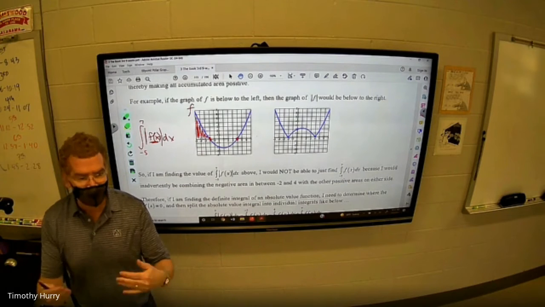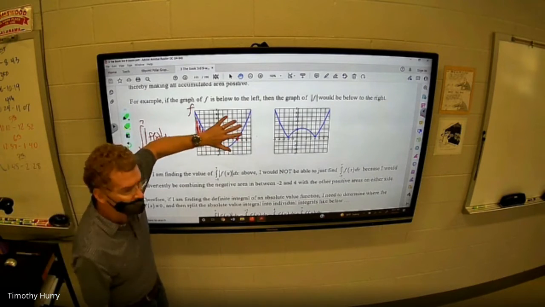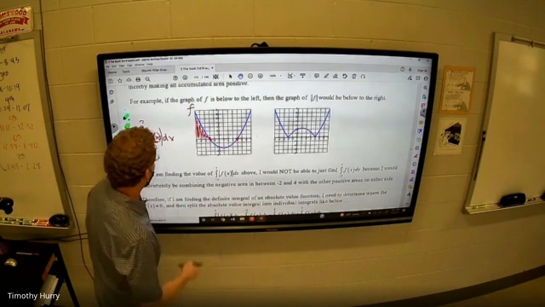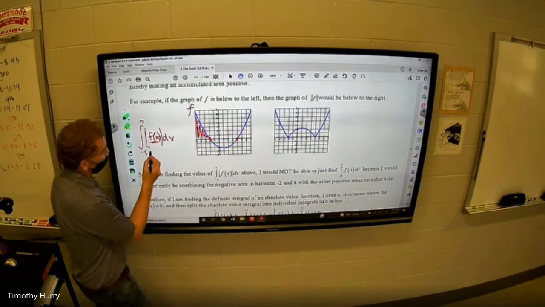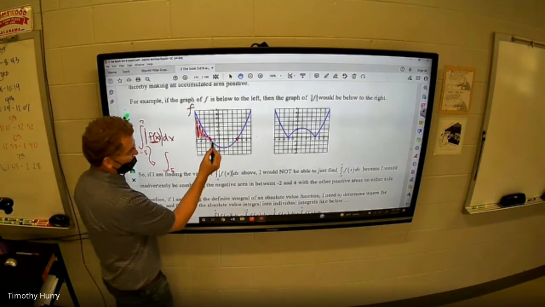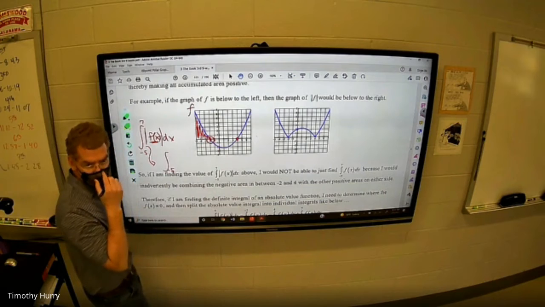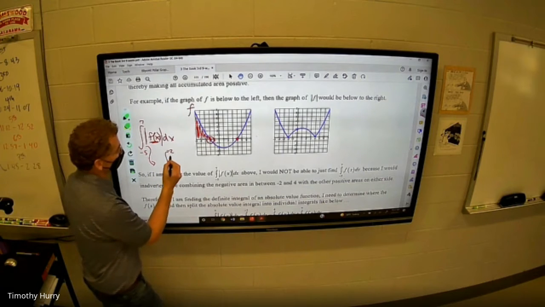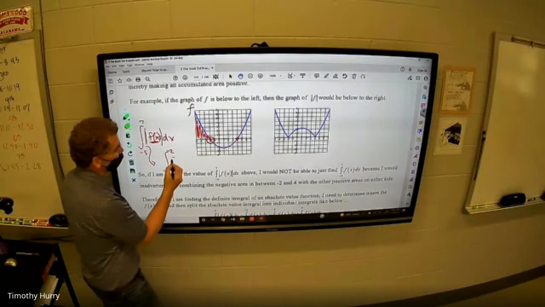So here's what I would have to do at that point. And again, if I can't see this picture, I would have to come in here and say, okay, well, I'm going to break this up from -5 to where my first root was, -2. But in doing that, I don't need absolute value anymore.